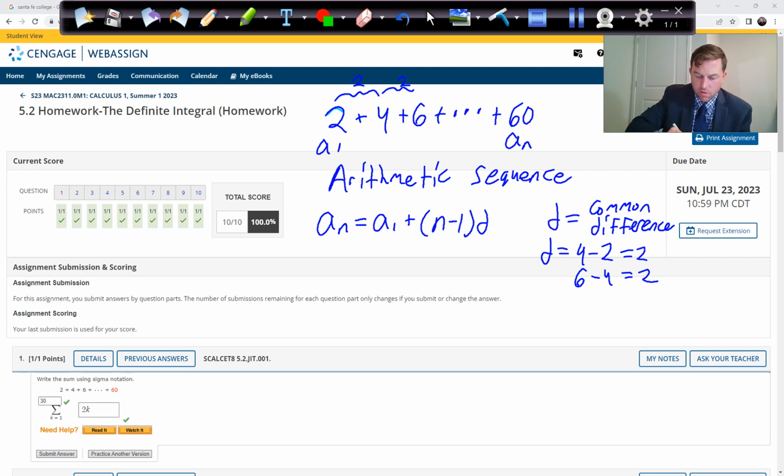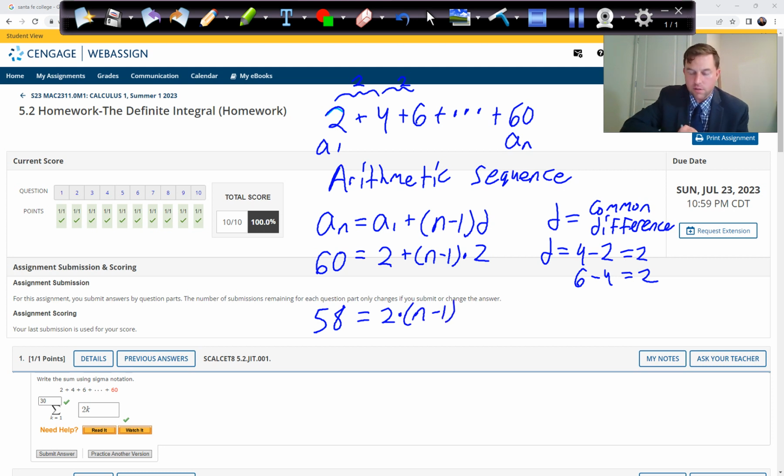So we plug in what we know. We know AN is 60. We know A1 is 2. We don't know N. We know D is also 2. So we subtract 2 from both sides and get 58 equals 2 times n minus 1, switching the order on those just so we can see it a little easier. Divide both sides by 2 and we get n minus 1. Add 1 to both sides, and we see that n is 30.